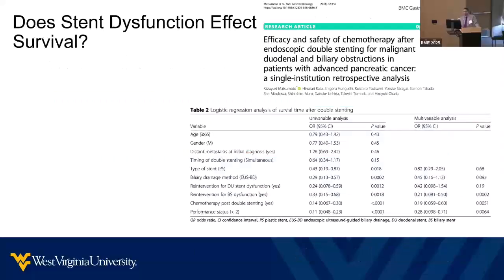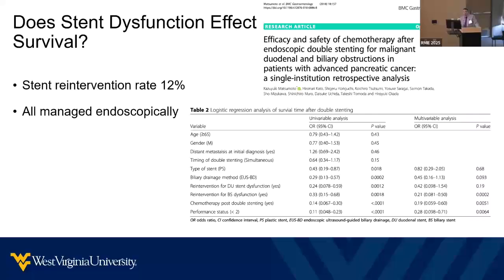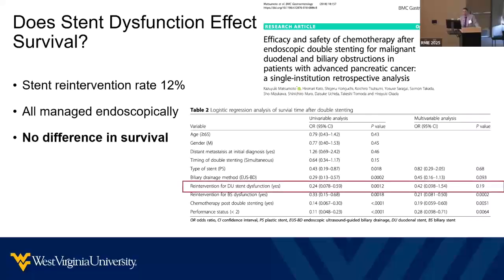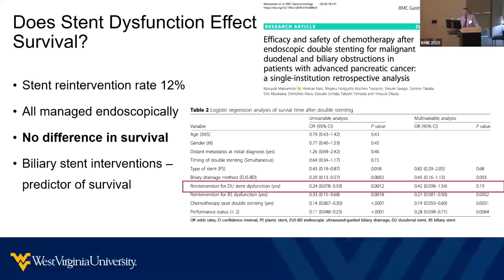So, going into that, does stent dysfunction affect survival? Well, this was a study published in BMC Gastro, and what they found was the reintervention rate was 12%, and all were managed endoscopically, with no difference in survival. And the only thing that actually affected survival was if you had to intervene on biliary stents. They found that those patients were likely going to have poorer survival.